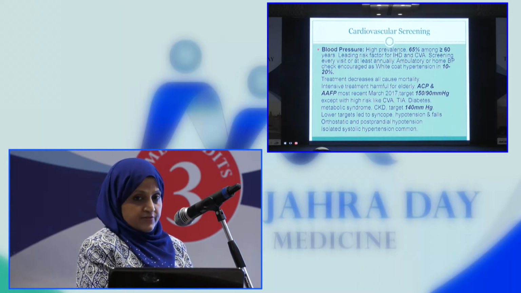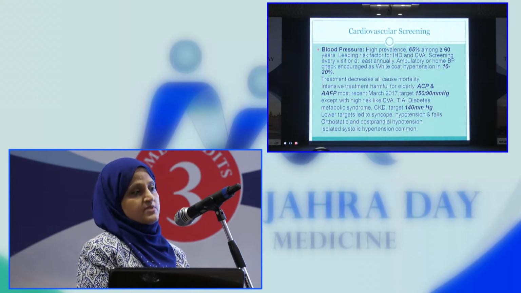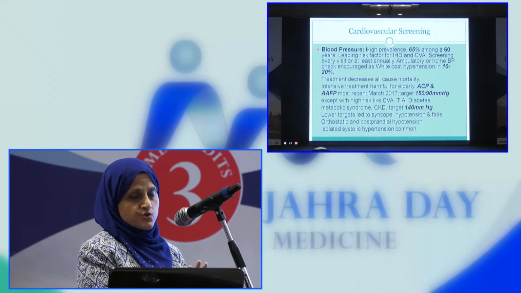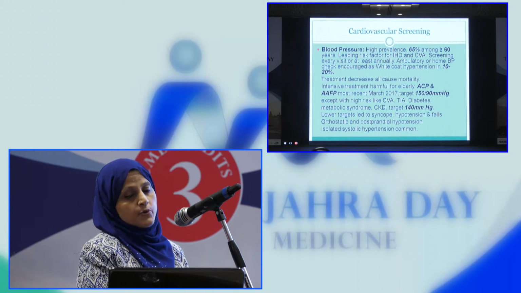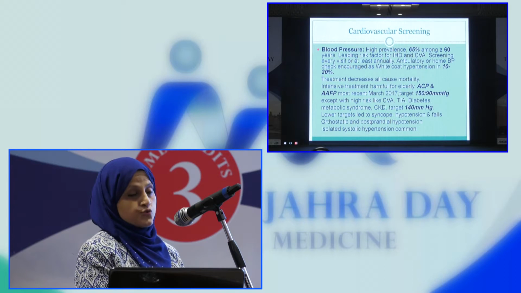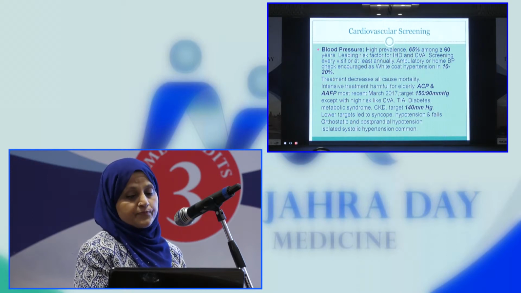In the elderly, two specific things to be kept in mind: orthostatic hypotension and postprandial hypotension, which sometimes occur together. Postprandial because of the splanchnic vasodilatation, and postural hypotension with standing, and this leads to falls many times. So this needs to be measured in the clinics as we follow our patients.